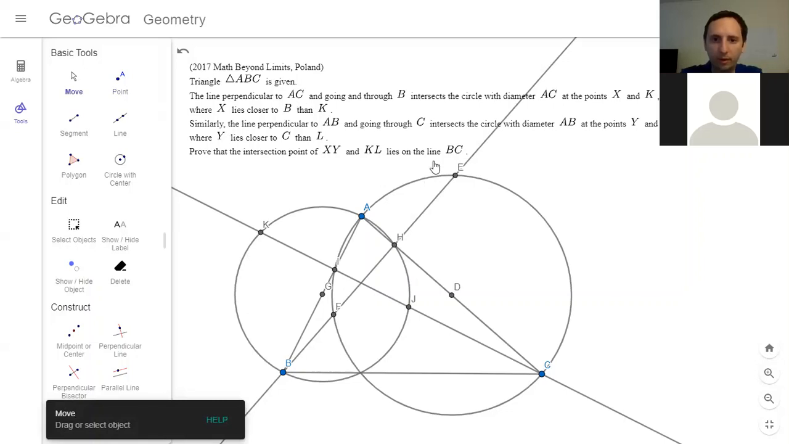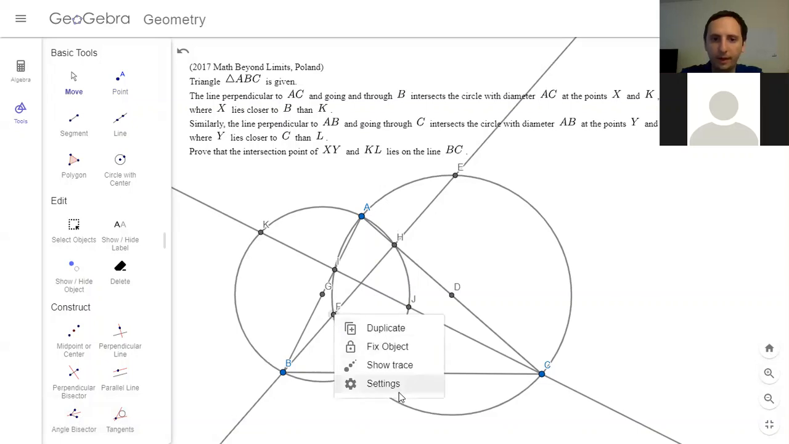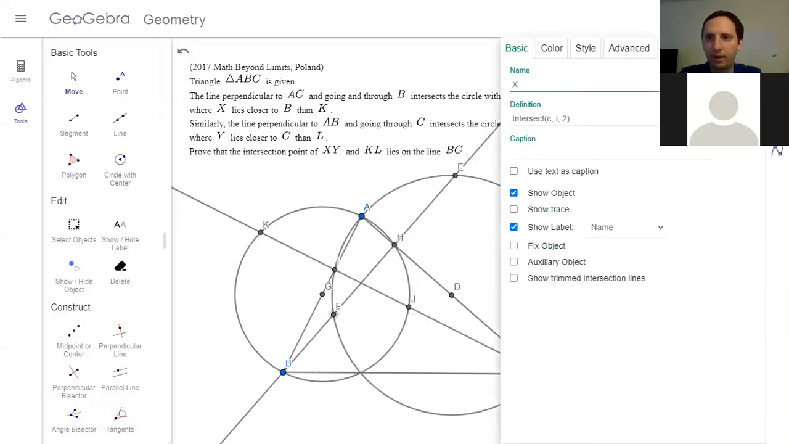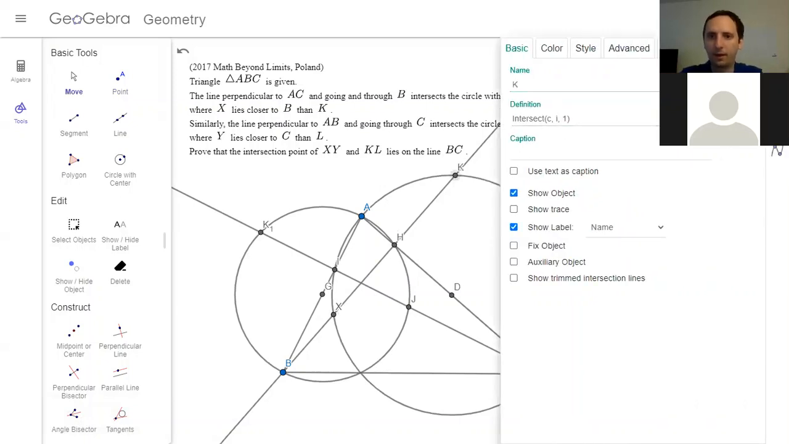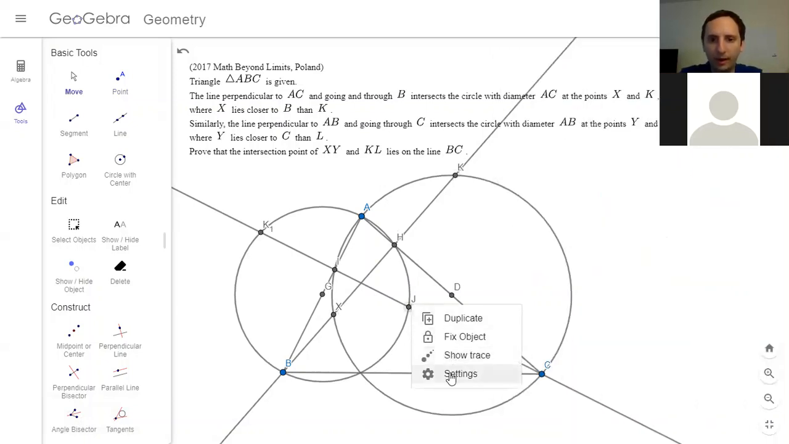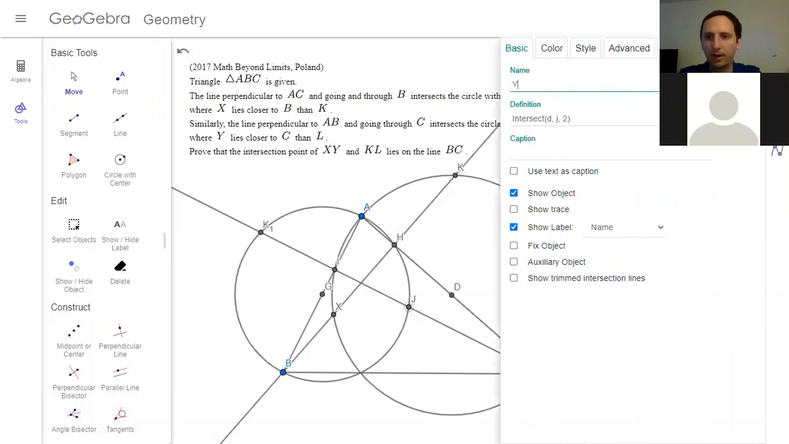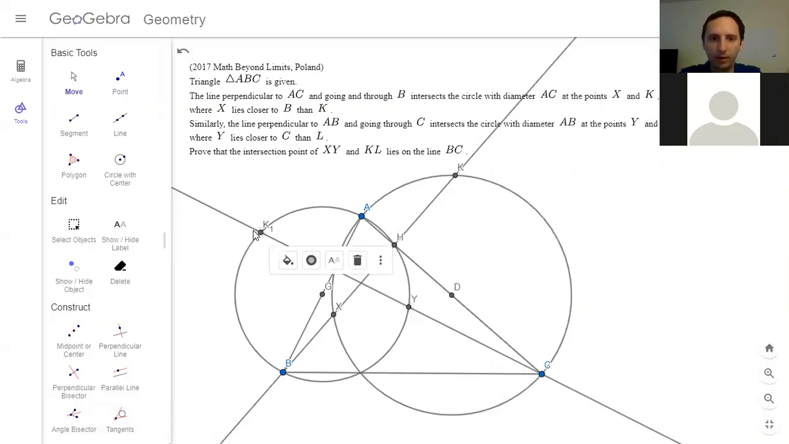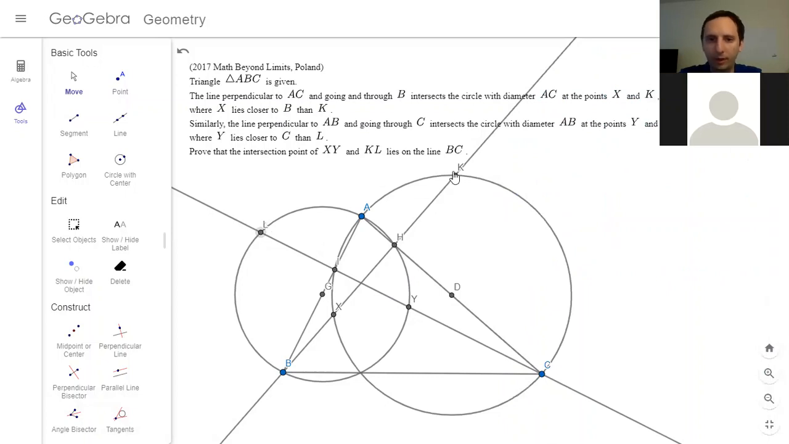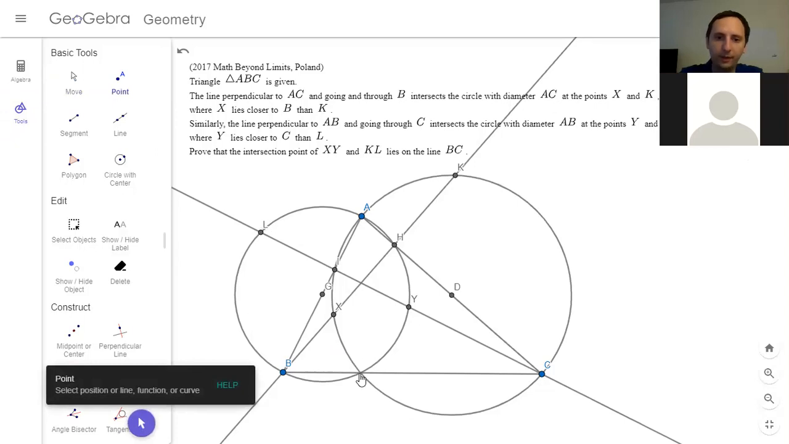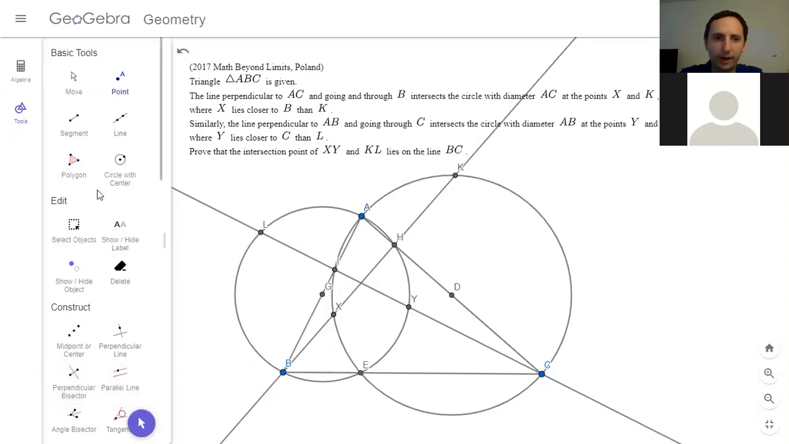So the circle, the line perpendicular to AC, so X is closer to B than K. So this is X, and this is K, and then this is Y, and this is L, and we want to show that K, Y, and XL intersect on BC. And yeah, these two circles intersect at the foot of the altitude from A.